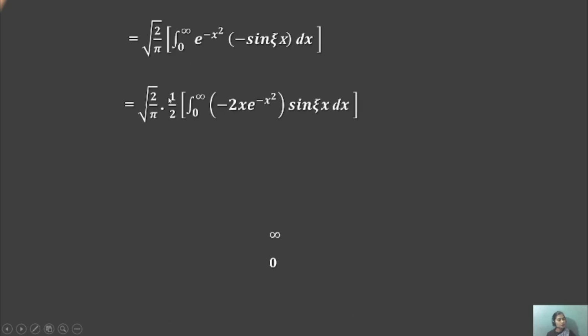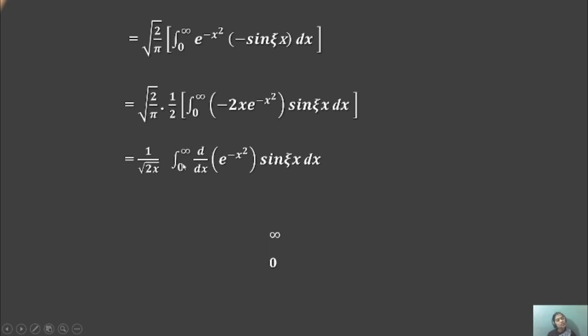minus sin ξx into x will be generated to the form. Then square root of 2/π times 1/2 integration 0 to infinity minus 2x e to the power minus x square sin ξx dx will be considered. Then this 2 means square root 2 into square root 2, so one square root 2 and square root 2 cancel. 1 upon square root of 2π will be generated.